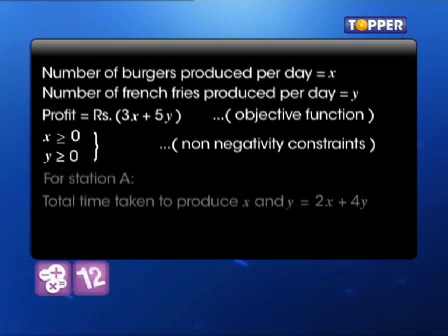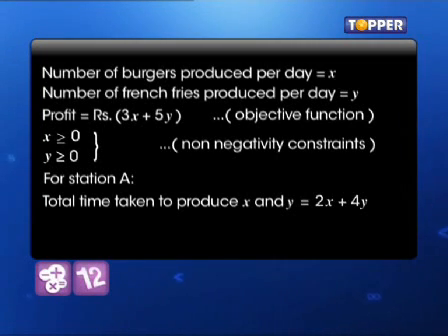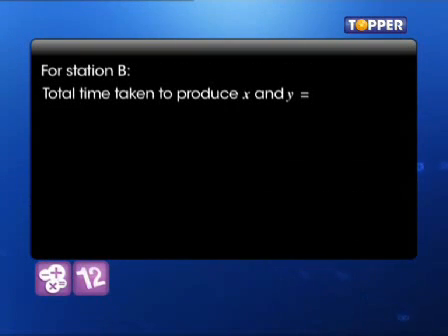So, the total time taken at station A to produce X burgers and Y French fries is 2X plus 4Y. Now, this must be less than or equal to the total hours available at station A. Therefore, 2X plus 4Y should be less than or equal to 16. Now, similarly, for station B, we have 6x plus 2y less than or equal to 20, the total number of hours available.